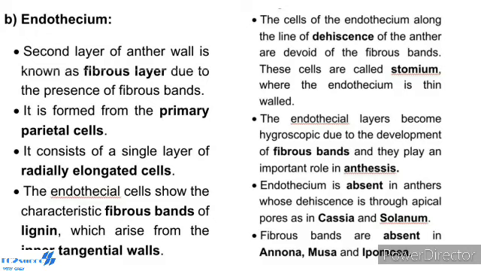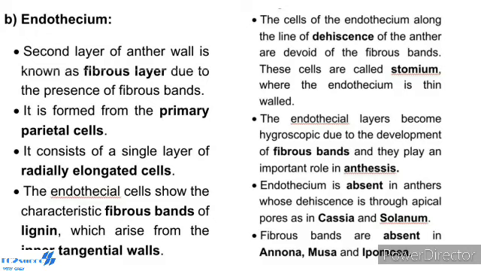The cells of the endothecium along the line of dehiscence of the anther are devoid of the fibrous bands. These cells are called the stomium, where the endothecium is thin-walled. The stomium helps in the dehiscence of the anther. The endothecial layer becomes hygroscopic due to the development of fibrous bands, and plays an important role in anthesis. The endothecium is absent in anthers whose dehiscence is through an apical pore, as in Cassia and Solanum.